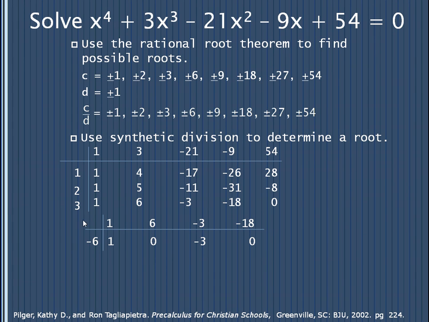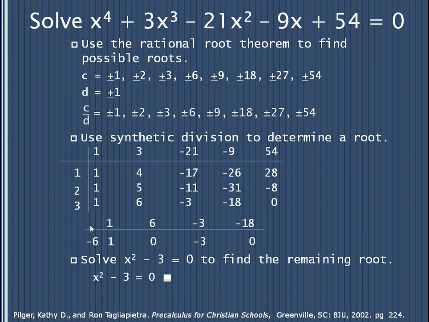Now let's solve this last quadratic. We have x squared minus 3 equals 0. We could add 3 to both sides, take the square root of both sides, make sure you use plus or minus, and we get x is plus or minus root 3. How many solutions do we have? Well, we have 3, negative 6, and plus or minus root 3. That's 4 solutions, which makes sense because our degree was 4.